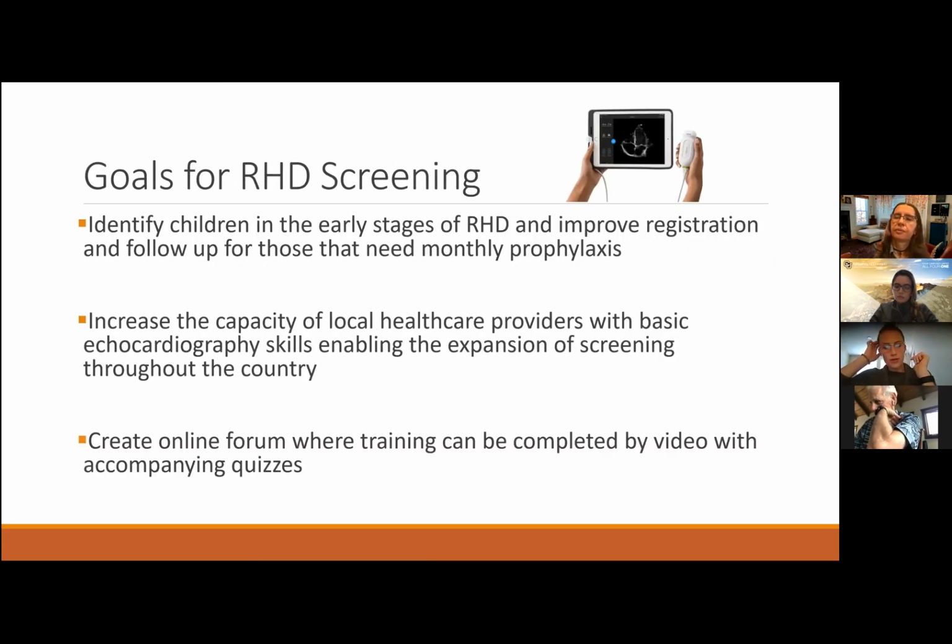The goal for our rheumatic heart disease screening is to identify children in the early stages of the disease so that we can prevent further progression. It can help with having monthly prophylaxis programs and registering these children under a national database. We want to increase the capacity of local healthcare providers with basic echo skills.